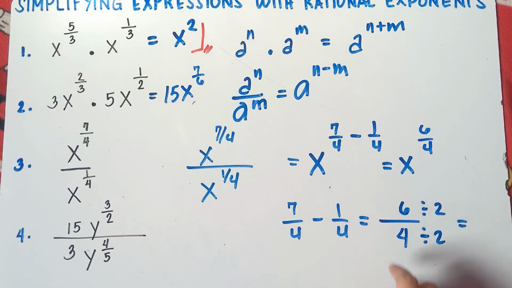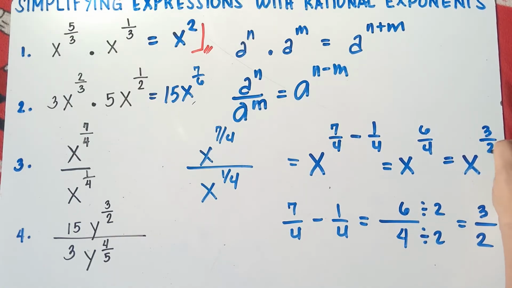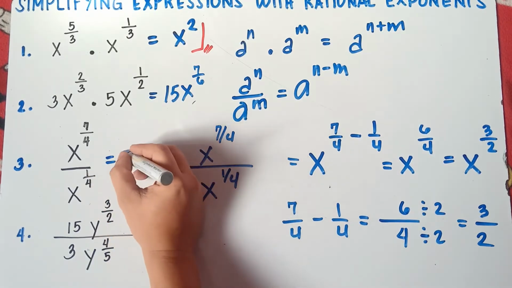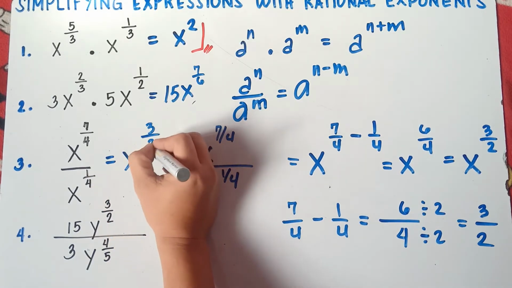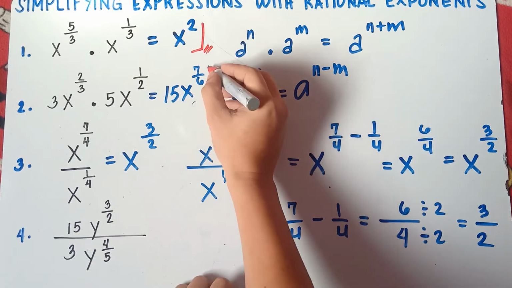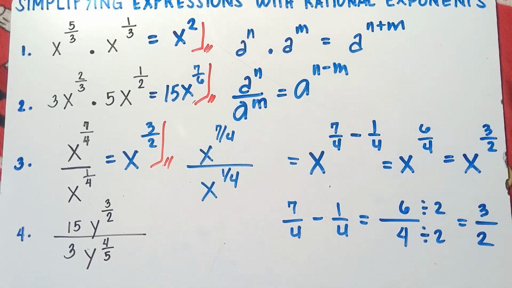So just reduce, class. So we can reduce this one by 2, right? 6 divided by 2, that is 3. 4 divided by 2, that is 2. So therefore, our final answer, that would be x raised to the power of 3 over 2. Alright, that's the answer for number 3. Always reduce the fraction, class, to its lowest term. That's actually mandatory, class.